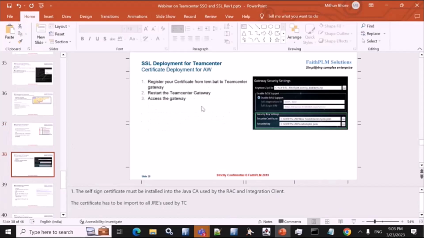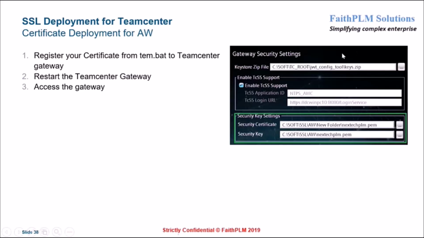Then certificate deployment for AW. For AW deployment there are a few changes, not many, but this is the main change which you need to make: you need to update the client gateway settings here. Update client gateway settings will ask for AWC and the SSL setting. So it depends.